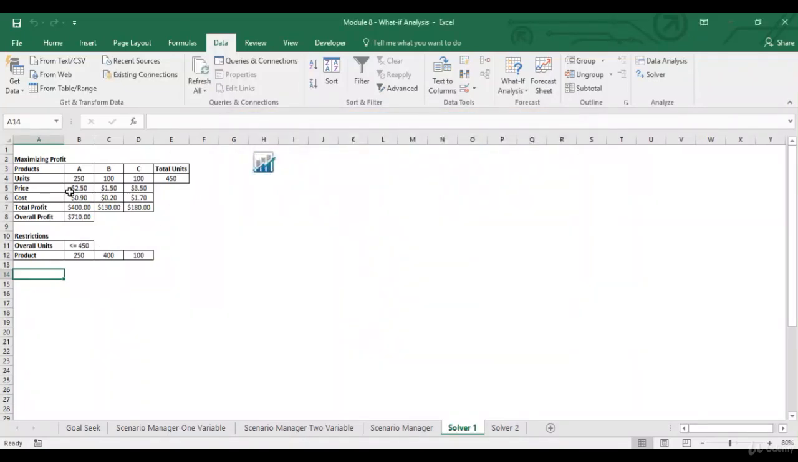So as you can see, now your number of units has changed and your profit has also increased to $710 from $235. So now what Excel is saying is that we can produce 250 units of product A, but only 100 units of product B and 100 units of product C. And when we optimize all of them, we'll end up with 450 units in total because that was the limitation, and we'll have a profit of $710. Let's look at another example of solver.